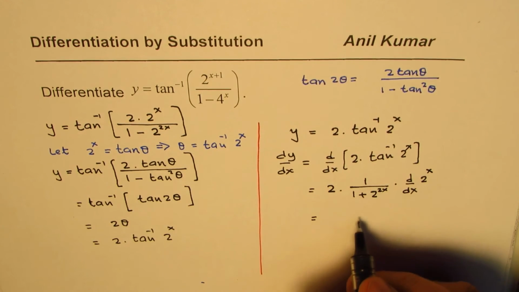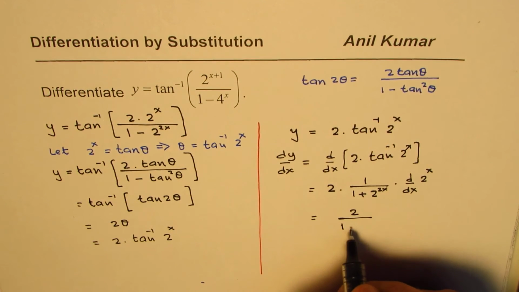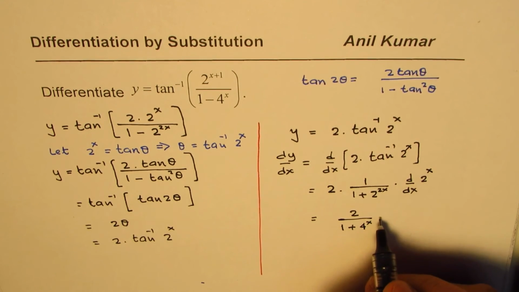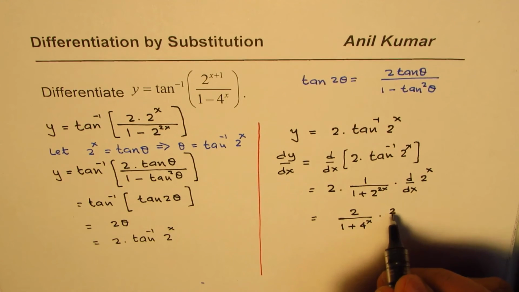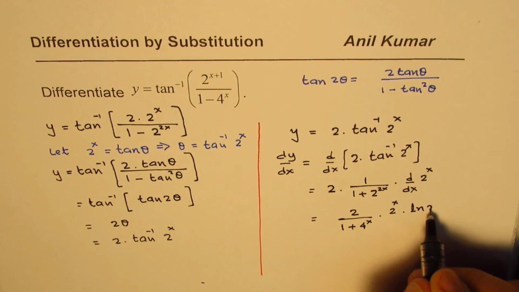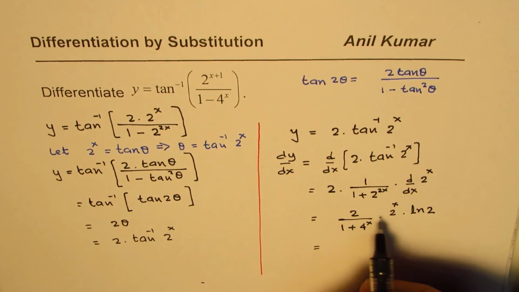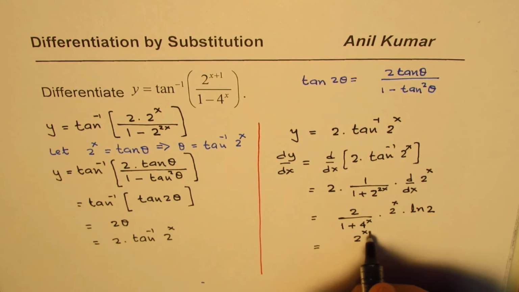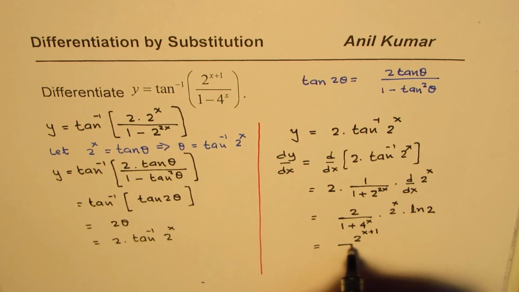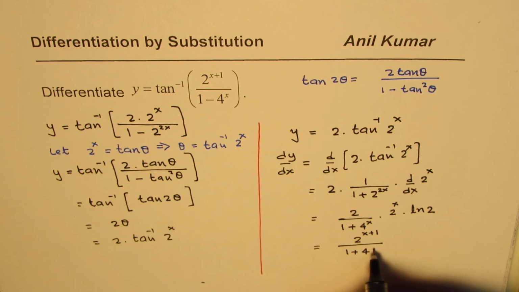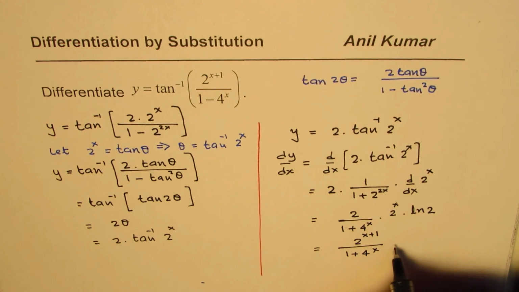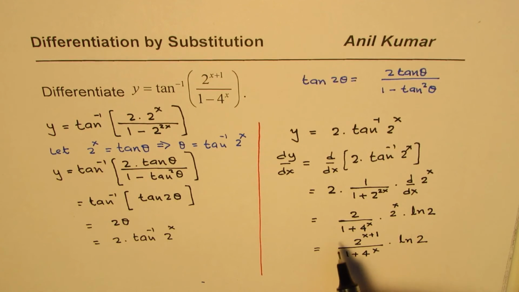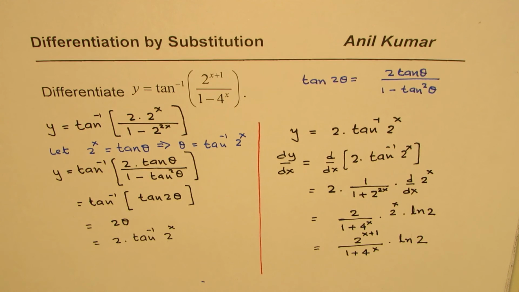So this could be written as 2 over 1 plus 4 to the power of x, since 2 square is 4. Derivative of 2 to the power of x is 2 to the power of x times ln 2, right? Now this could be written as 2 times 2 to the power of x, which is 2 to the power of x plus 1, divided by 1 plus 4 to the power of x, times ln 2. So that is how we can actually find the derivative of the given expression.